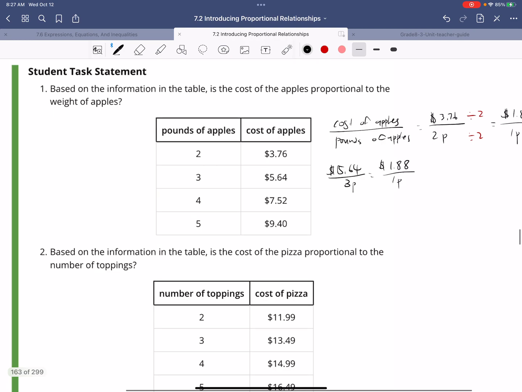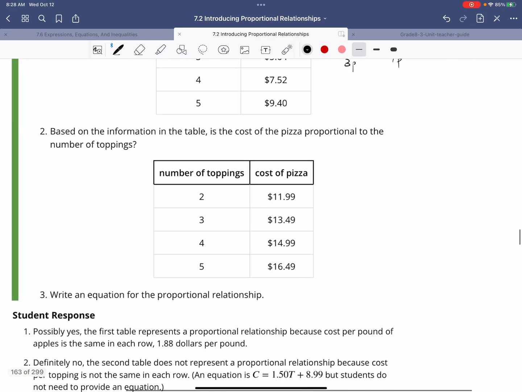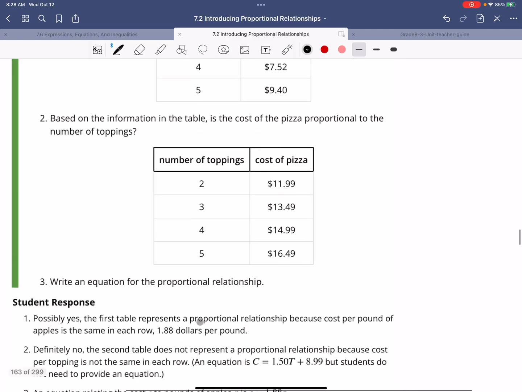And that makes sense, right? Each pound won't change just because you have more of it. Just because you buy 5 pounds, all of a sudden it doesn't cost $2. It'd probably be the opposite actually. The more you buy, the less it costs, but that's not the case right here. So it says $1.88 per pound.